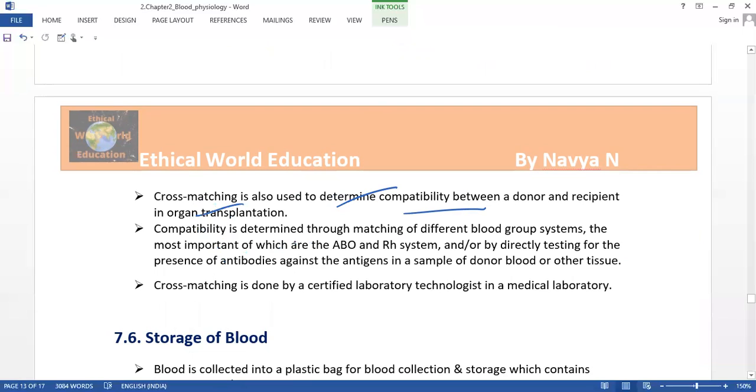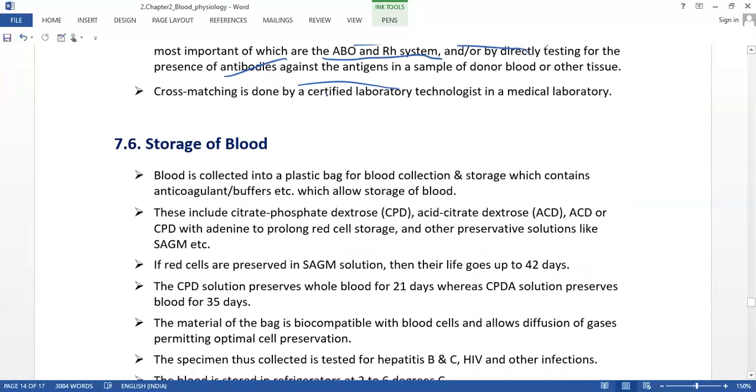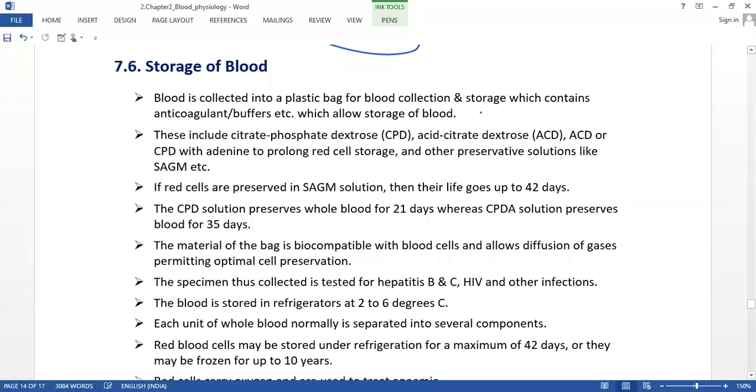The compatibility is determined through the matching of different blood group systems. The most common are the ABO and Rh systems. This directly tests for the presence of antibodies against the antigens. Cross matching is done by a certified laboratory, not everywhere, in front of the technologist in the medical laboratory. And the next concept is the storage of the blood.